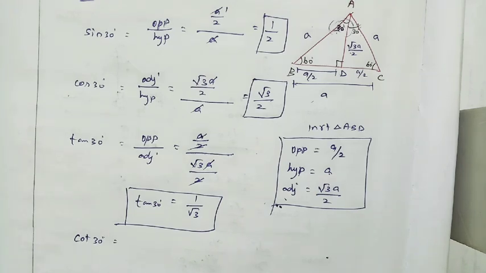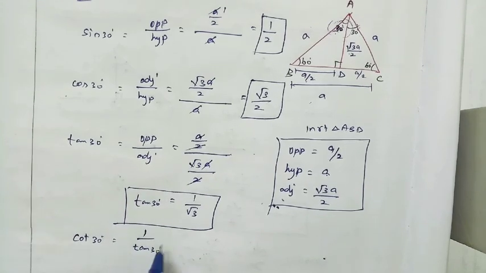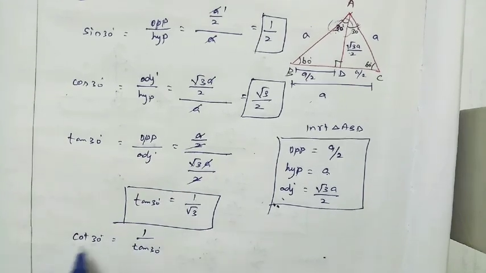Adjacent side divided by opposite side. But why do we want to go, once again, with the trigonometric ratio? Already we know that cot 30 is nothing but 1 by tan 30, right? Already we know the value of tan 30. Substitute and simplify, and we'll get cot 30.